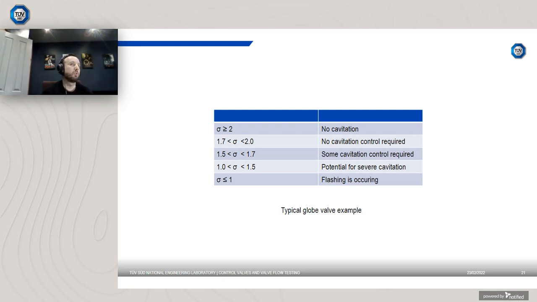So if you've got a high sigma, in this case above 2, then cavitation is less likely. As sigma drops, the potential for more severe cavitation increases. So if you calculate a sigma and it's 1.1, in this instance this valve is probably not suitable, or you might have to take steps to control the cavitation, maybe increase the inlet pressure, or select a different valve if it's not suitable for your particular application.